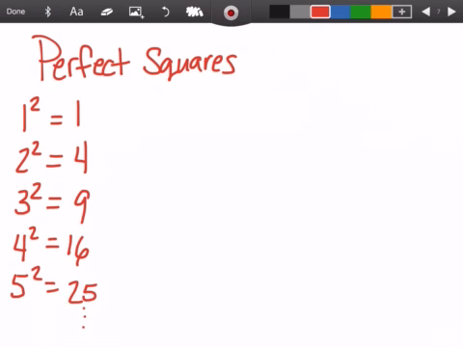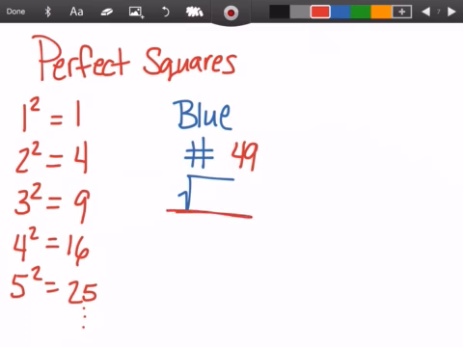I would also make sure that you know how to do a square root on a calculator. So if you're using one of the blue calculators, it's pretty simple. You just type in whatever number is under the radical, under the square root sign, and then hit the square root symbol. So on that first page, our number was 49. I would type in 49, and then I would hit this button at the top, and that would give me my answer.